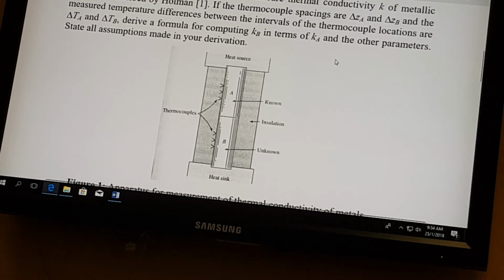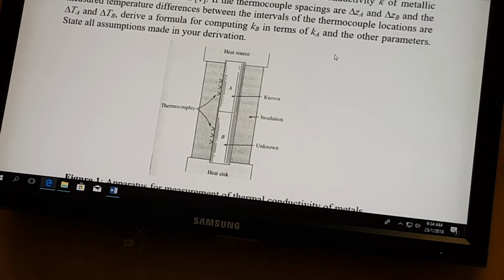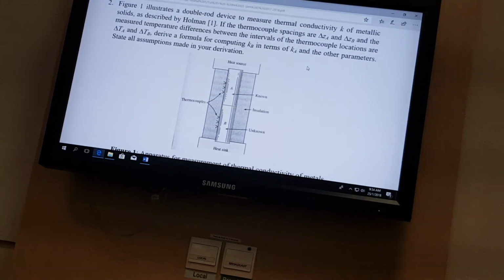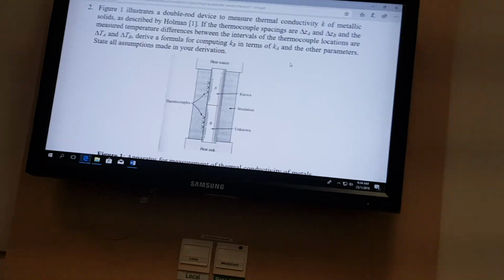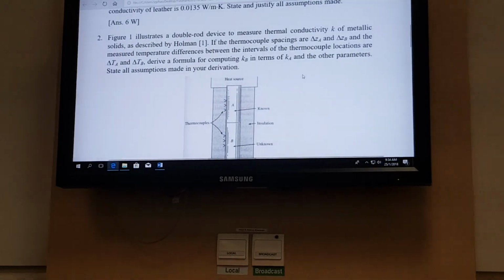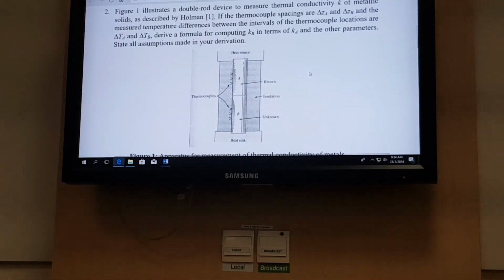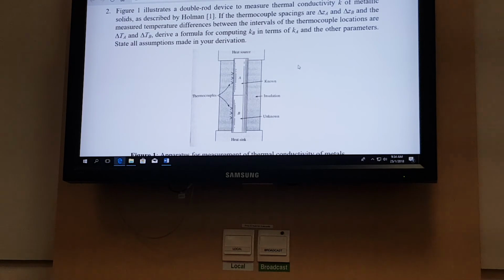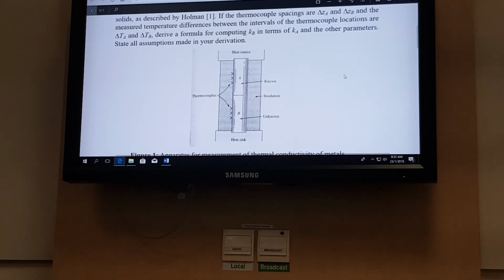The question asks you to derive the formula for computing Kb, the conductivity of another material, based on the conductivity of a given material, Ka. That's the thing. Again, it's a purely conduction problem. The schematic is given to you, so just apply the physical law here. The physical law should be the Fourier law. Very simple. You only need to apply the Fourier law twice, for section A and for section B, and then they have continuity of the flux.